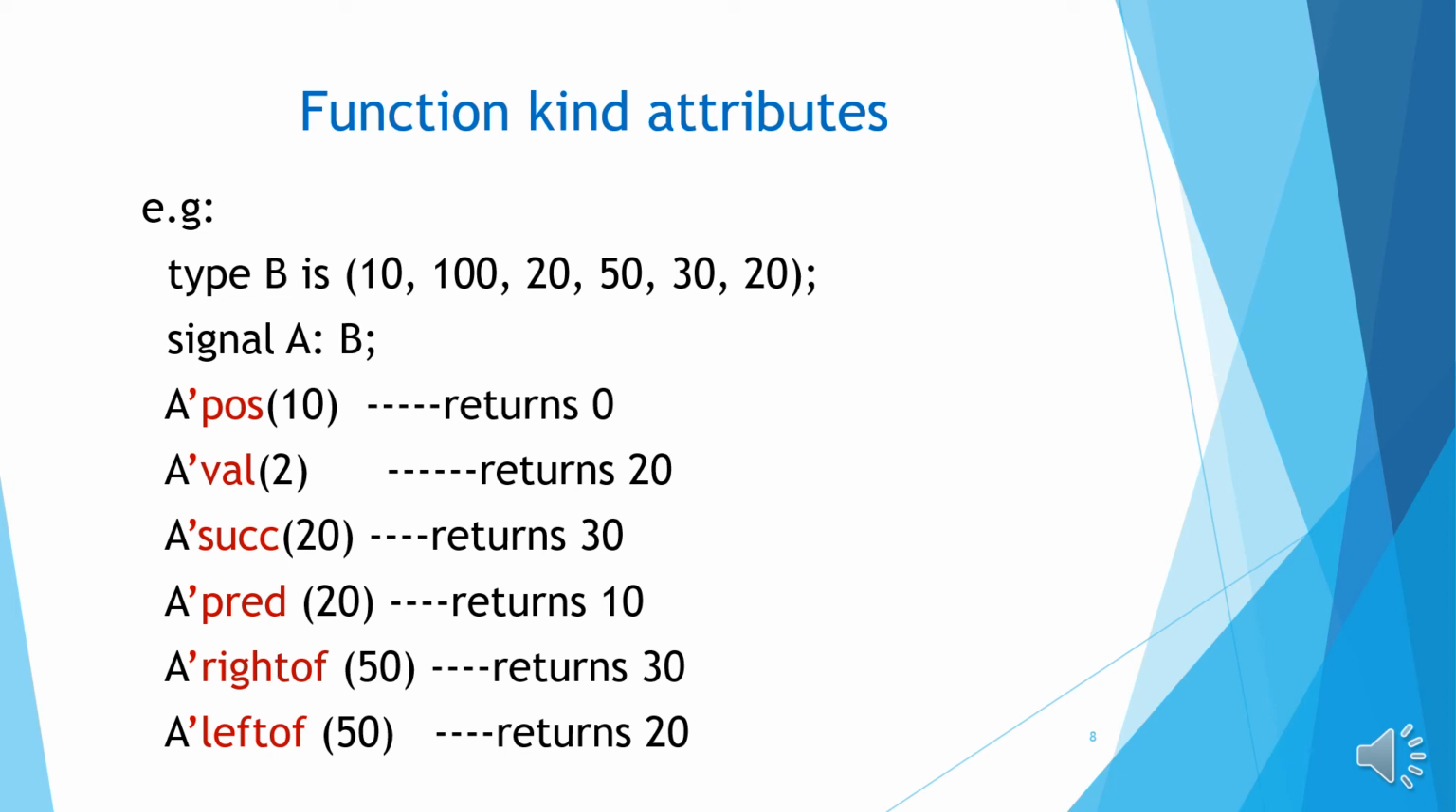Tick value gives us a value and we need to pass a position number. So here I am passing position number 2. When I pass 2, the value present at 2 is 20, so it will return 20. Tick succeeding of 20: the succeeding value of 20 is 30. Preceding of 20: the preceding value of 20 is 10. Right of 50 is 30. The value written at the right hand side of 50 is 30. The value written at the left hand side of 50 is 20.